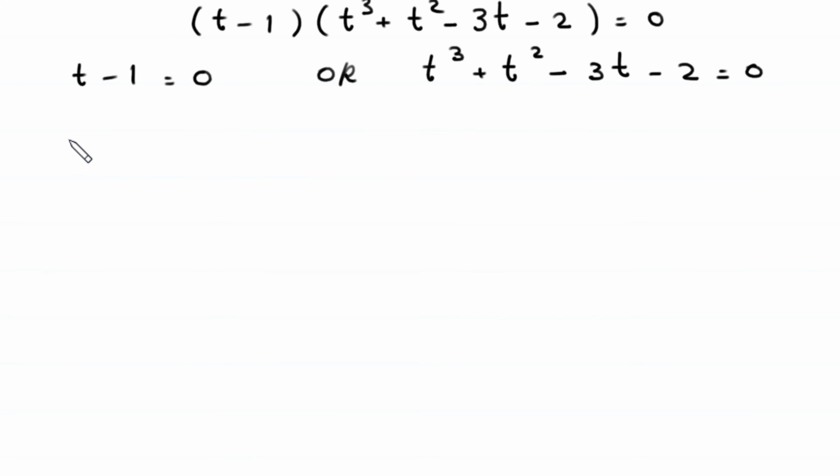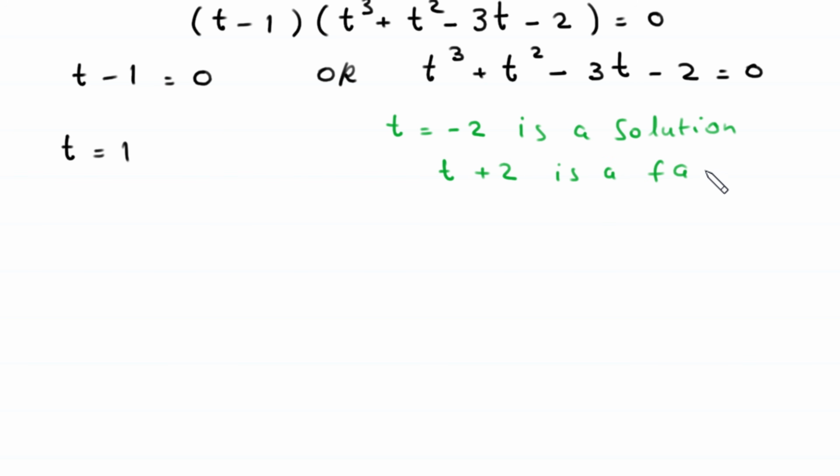From this equation we get the value of t equal to 1, and from this cubic equation we notice that t equal to negative 2 is a solution of this cubic equation, which means that t plus 2 is a factor of this cubic equation.